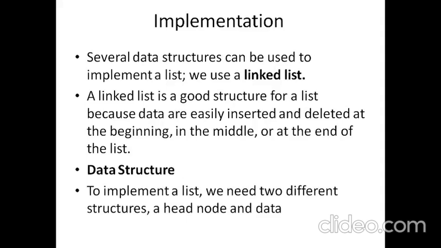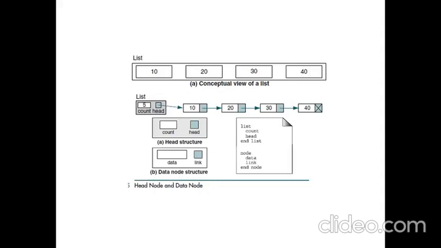To implement the linked list, we need 2 different structures, a head node and a data node. So we will see what is contained in a head node and the data node. So this is the pictorial representation of the implementation. Conceptually we can look at the list simply like this: the first element contains value 10 or data 10, and the next elements contain 20, 30 and 40. You can see it's an ordered list.